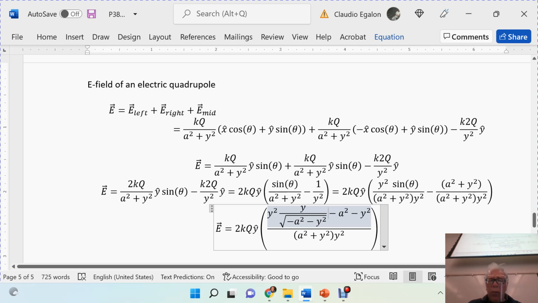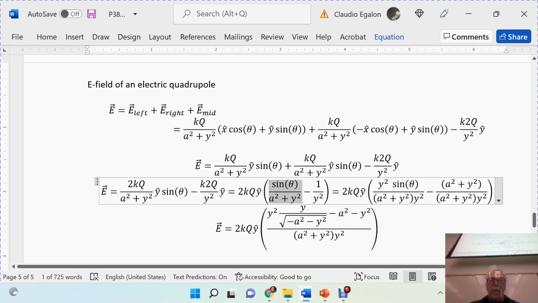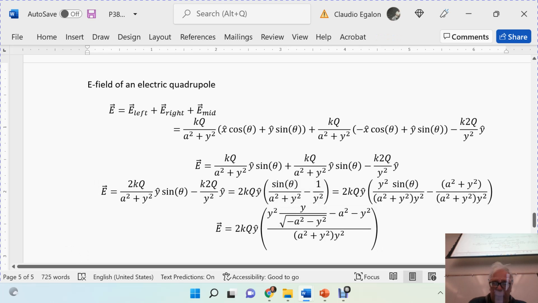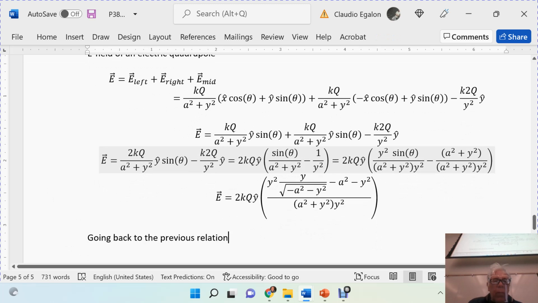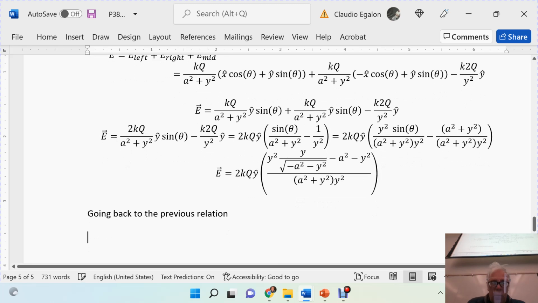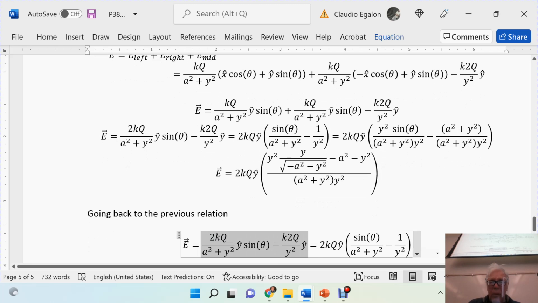What needs to be done here? Right now we cannot see exactly what's going on, okay? But in order to see exactly what's going on, what do we have to do? We have to go back to this relation here and make an approximation. Okay, so let's make an approximation. Going back to the previous relation. Don't forget that's the total. To this previous relation here.